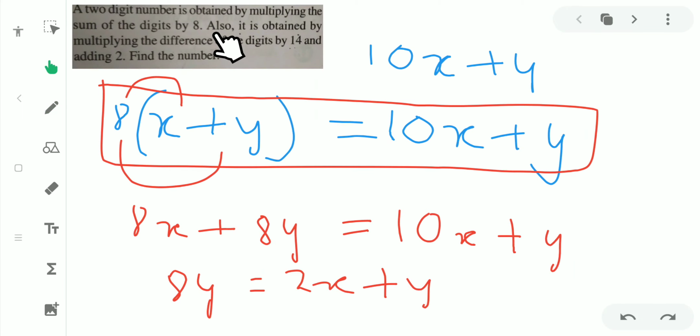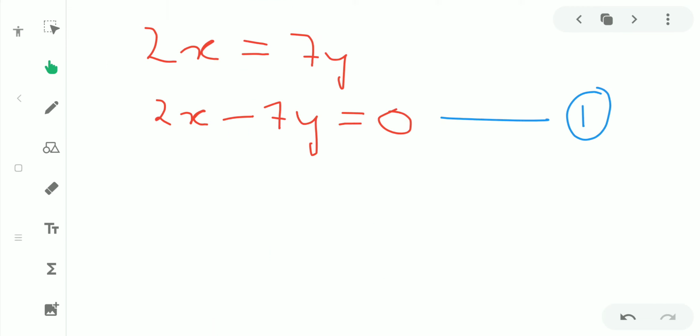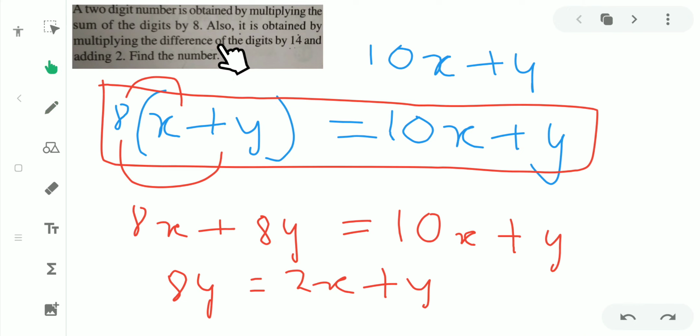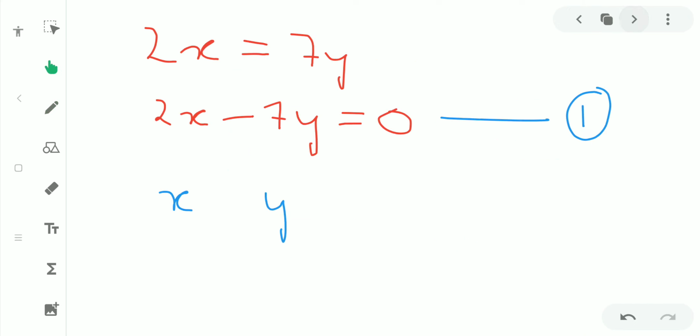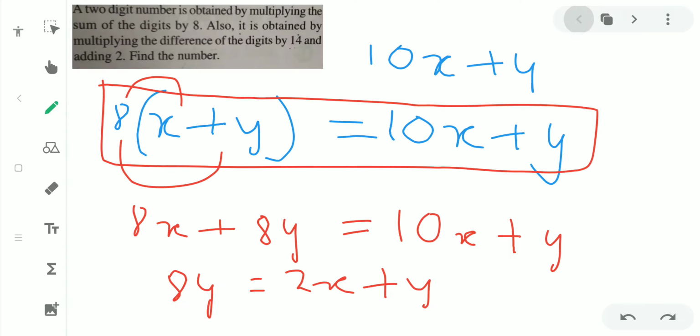So let us go to the second part. Also, it is obtained by multiplying the difference of the digits by 14 and adding 2. So multiplying the difference of the digits. So the digits will be x and y. It is given by multiplying the difference of the digits. So difference is nothing but subtraction. So x minus y. Difference of the digits by 14 and adding 2.